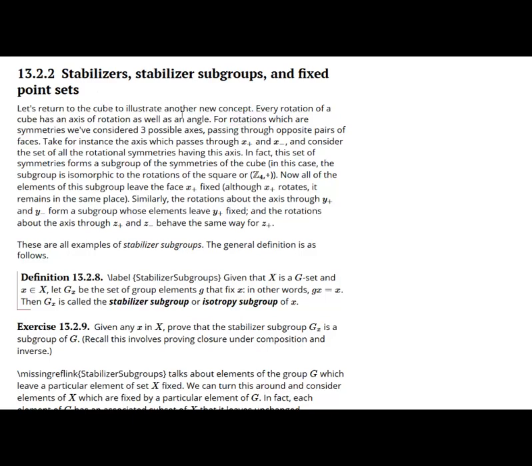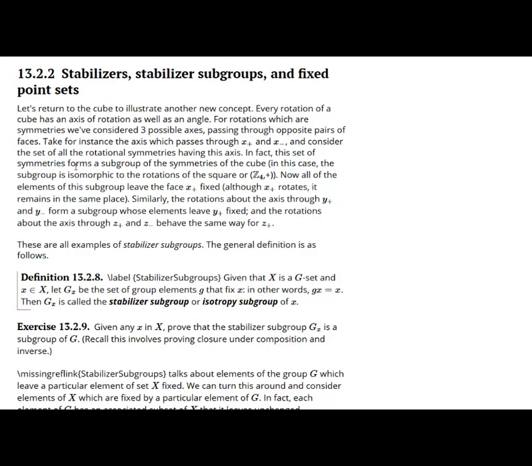So every rotation of a cube has an axis of rotation as well as an angle. For rotations which are symmetries, we've considered three possible axes passing through opposite pairs of faces. So we have the axis through x plus, x minus. You can take a cube in your hand and follow along with this. You've got three pairs of opposite faces: x plus x minus, y plus y minus, z plus z minus. Let's take x plus x minus and consider the set of all rotational symmetries having this axis.